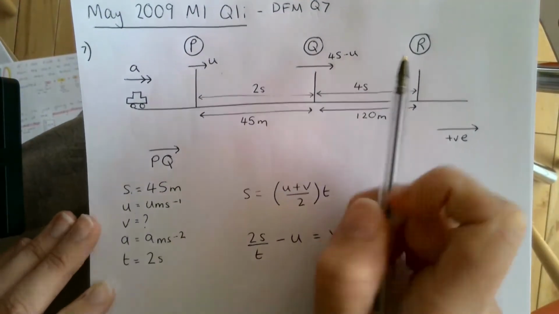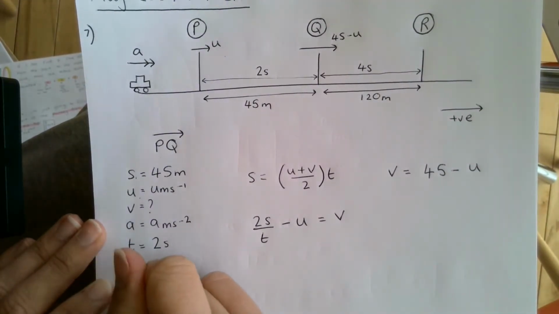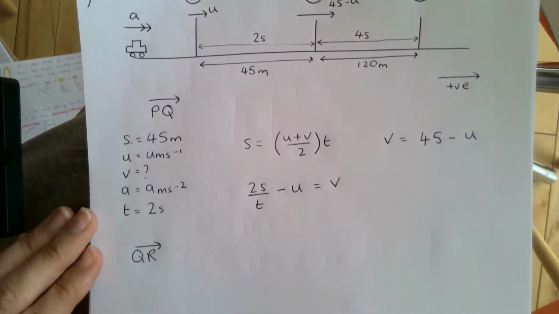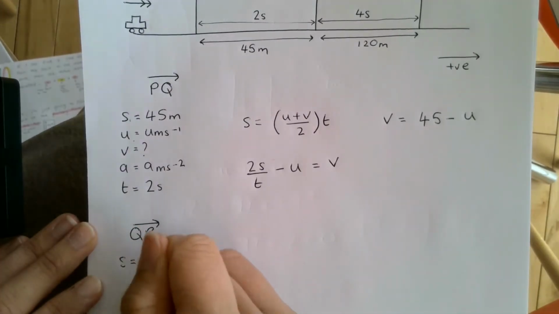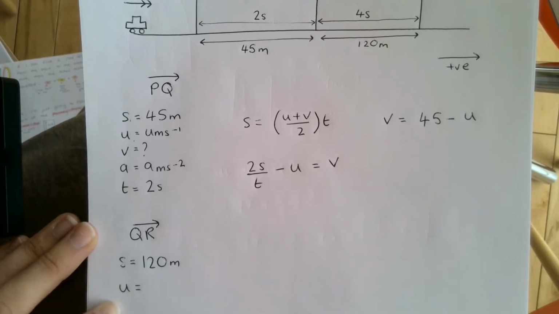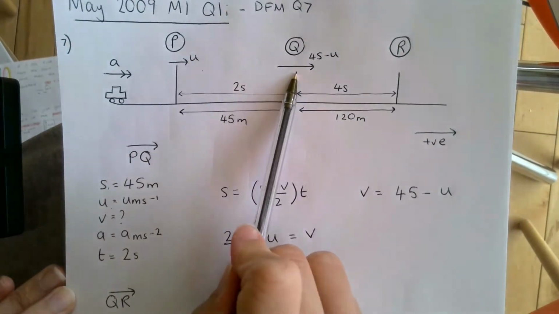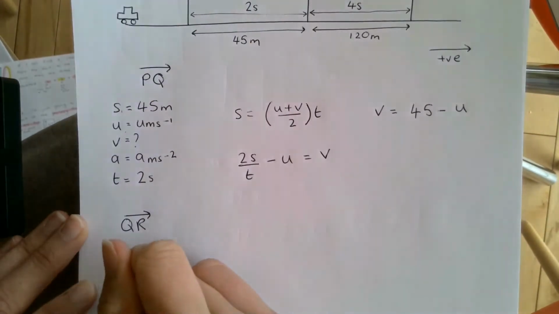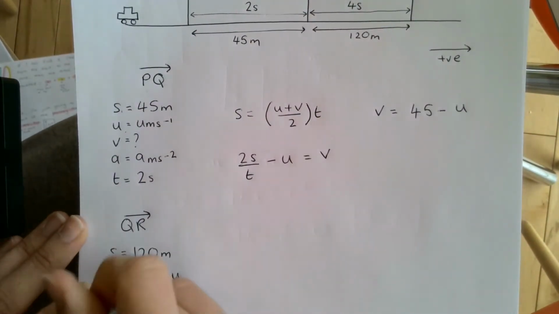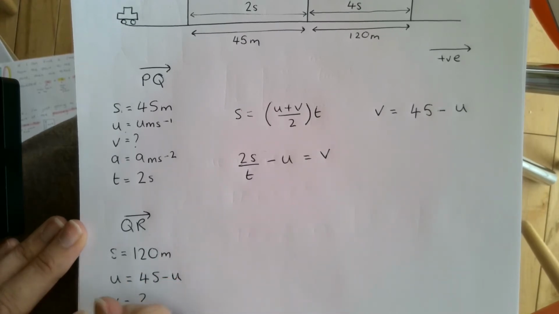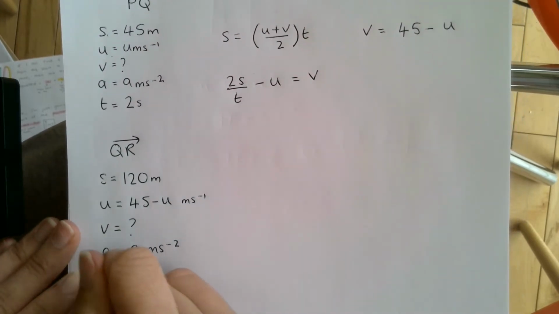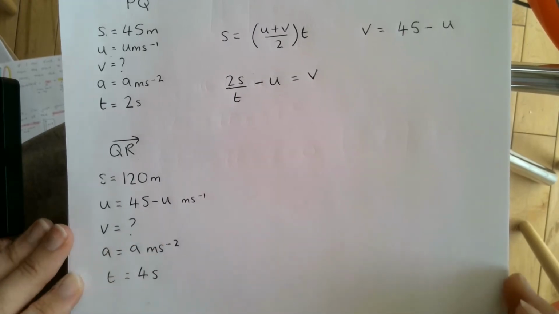Now let's look then at Q to R, and do the same thing for section Q to R. So the displacement from Q to R is 120 metres. The initial velocity is the velocity at Q. Now this is 45 minus u. The final velocity, I'm not sure. Let's try and work that one out. The acceleration is a metres per second squared. And then the time taken is 4. We were told that in the question, 4 seconds.